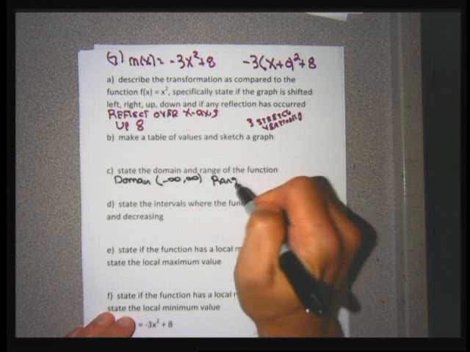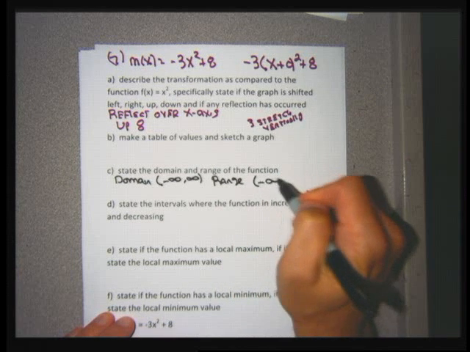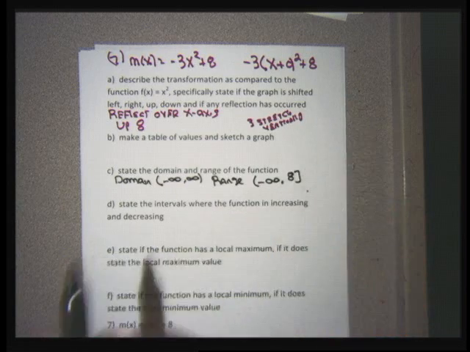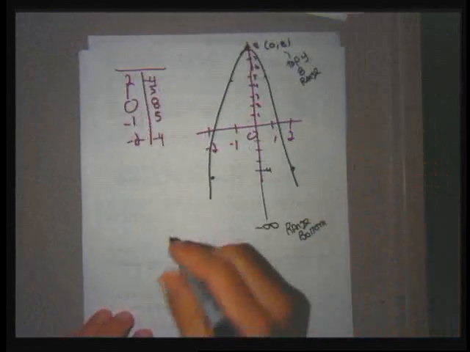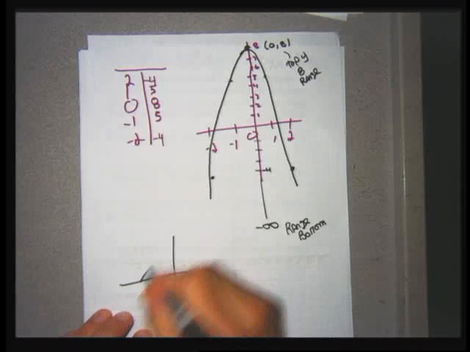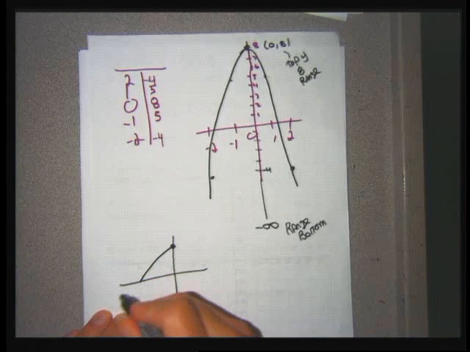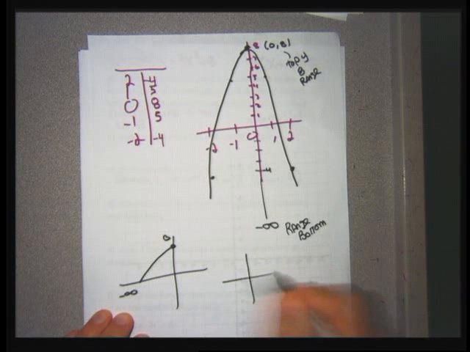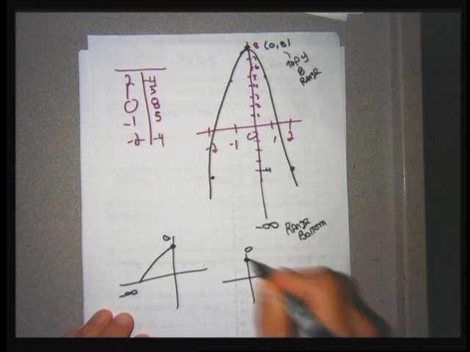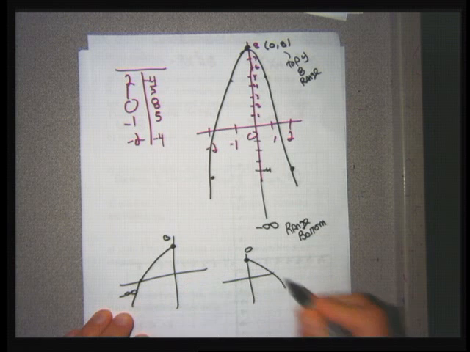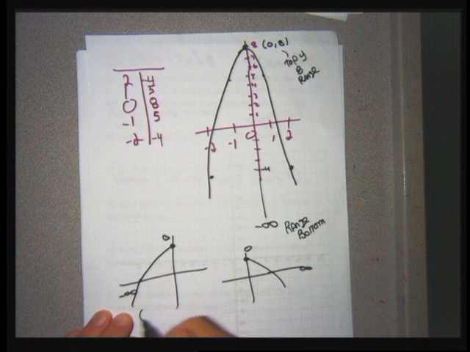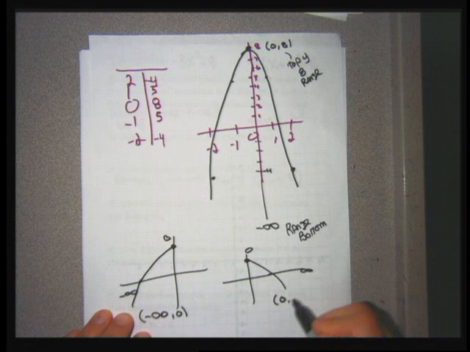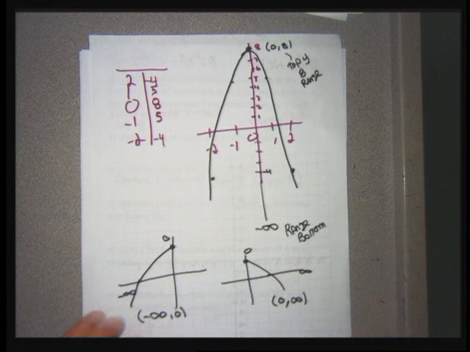Because this is flipped over, the range looks a little bit different. It's negative infinity to positive 8. If I split the graph at the vertex, I get this region that goes from x equal to negative infinity to x equal to 0, and I get this region from x equals 0 to x equals infinity. So this would represent the region negative infinity to 0 in terms of x, and this would represent the region from 0 to infinity in terms of x.